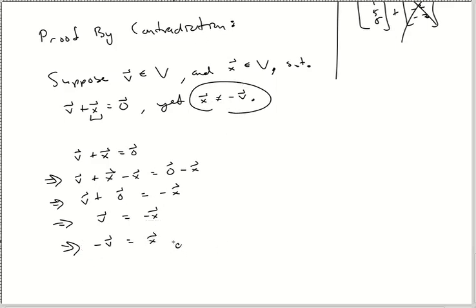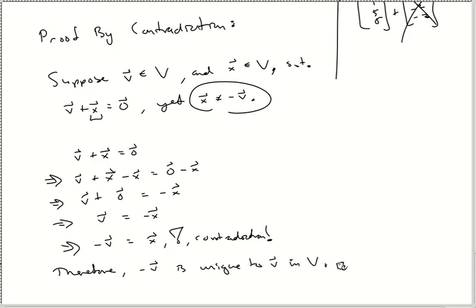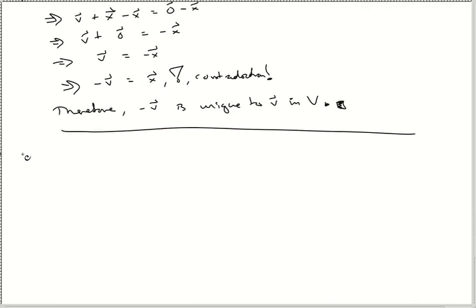That's that proof by contradiction. So at this point, I do a little exclamation mark thing and say, contradiction. This is not good, problem. Therefore, my negative v is unique to v, I guess, in v. Good enough there. And there you go. Done. We contradicted it. We're good to go. Moving on. Next section.